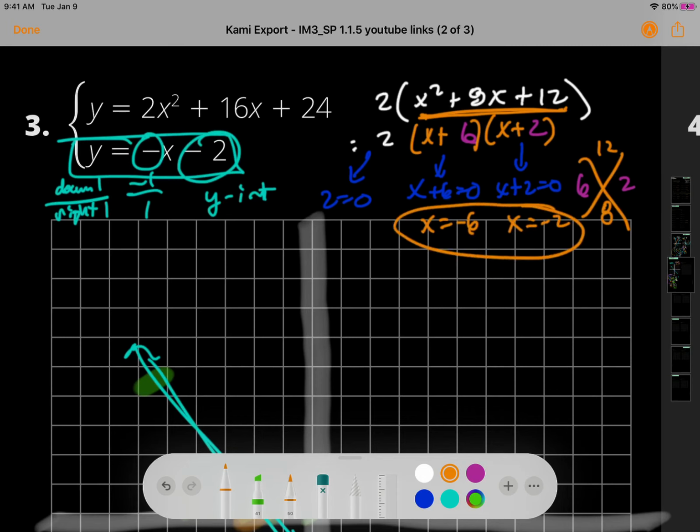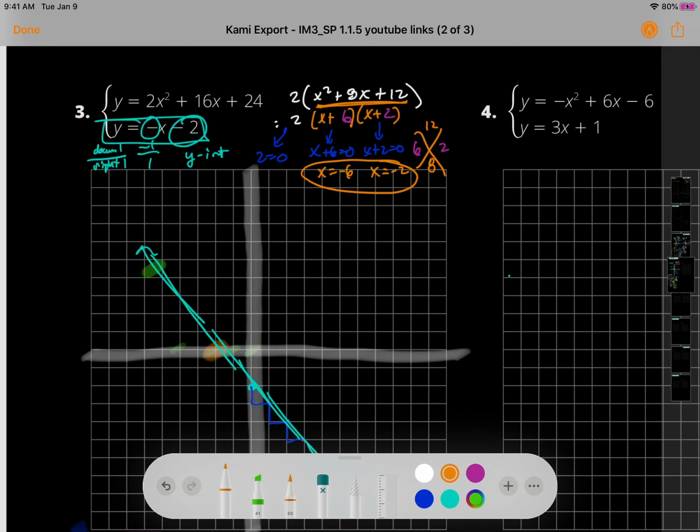So those are where it crosses our graph. Negative 6. 1, 2, 3, 4, 5, 6. And negative 2. And this graph, do we pick a color? Let's do pink. Okay, it has a y-intercept of 24. So something way up here, and it's positive, so the graph's going to go up. So the graph's going to look something like this.